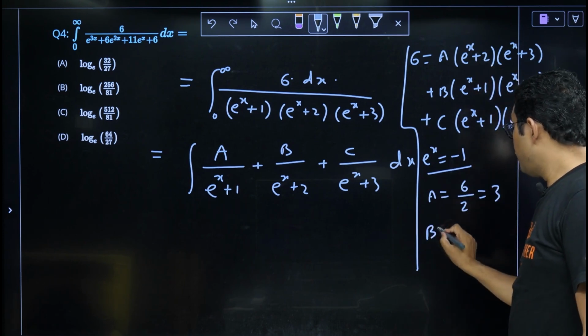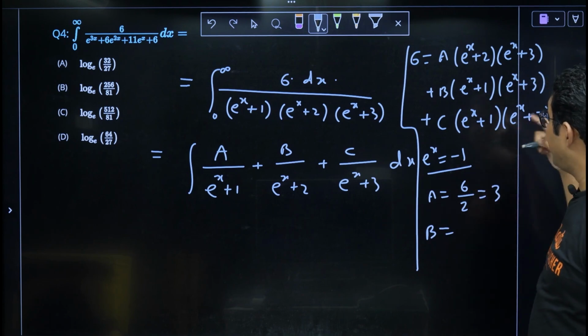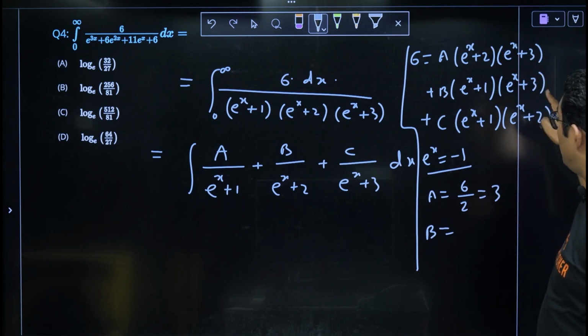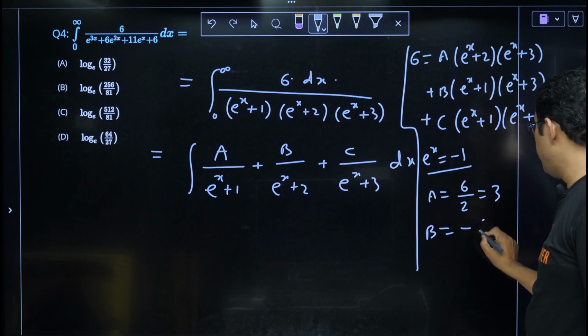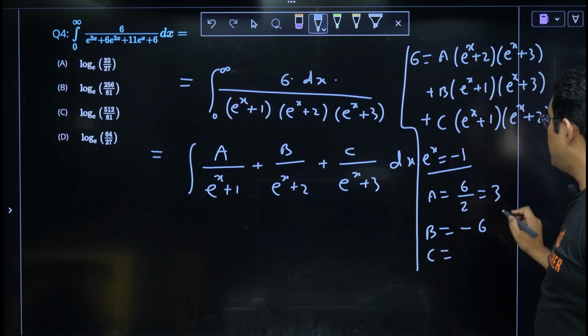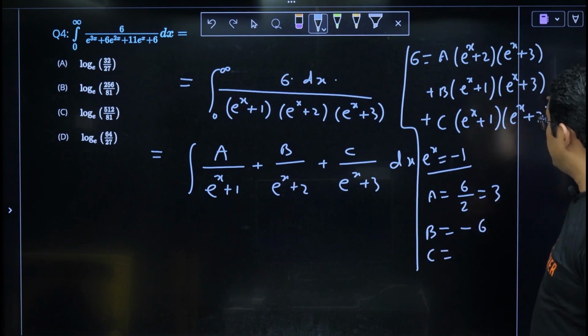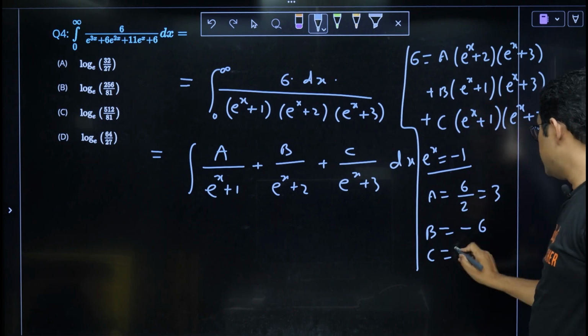Likewise, for B, I will be putting e power x as minus 2. So this and this will become 0. And this minus 2, if I put, it will be minus 1. This will be plus 1. So B will be minus 6. And similarly, if I put e power x as minus 3, these 2 will become 0. So it will be 2. I think this is also 3 here.